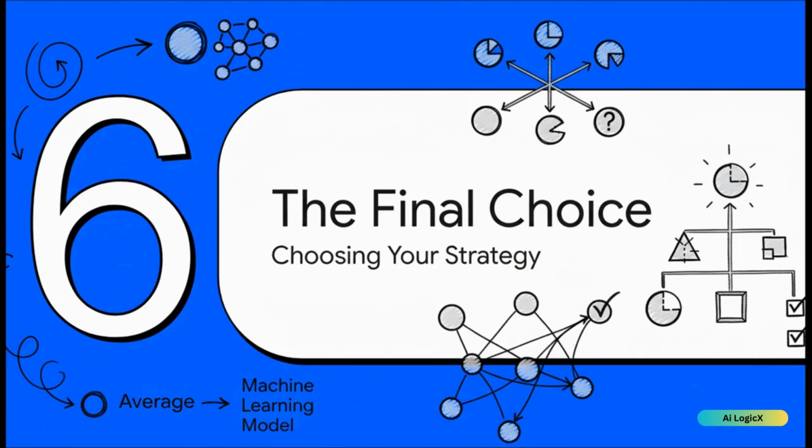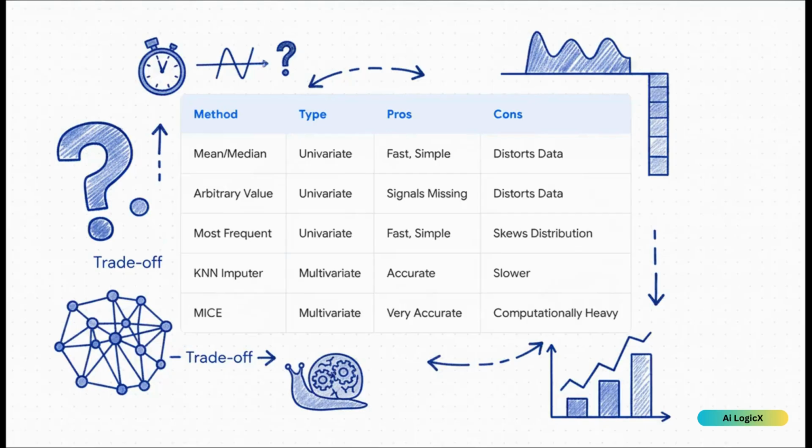With all these options on the table, how on earth do you choose the right one for your project? Well, this right here pulls it all together. It's your practical guide. You can see the trade-offs. On one end, you've got your fast and simple methods like mean/median, but remember, they can distort your data. In the middle, you have signaling, which is a great strategic choice if you think the fact that data is missing is important. And then way over on the other end, you have the super accurate methods like KNN and MICE, but they come with a cost. They're slower and they take a lot more computing power.